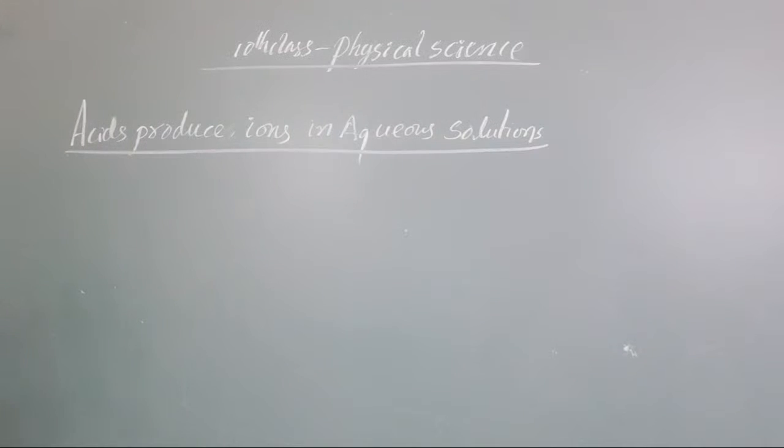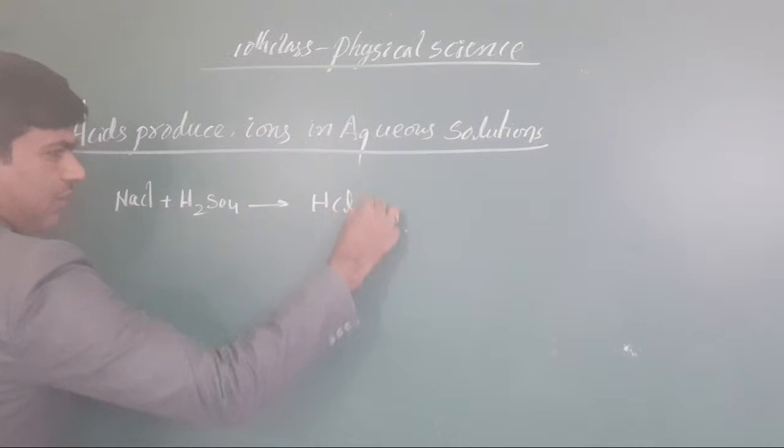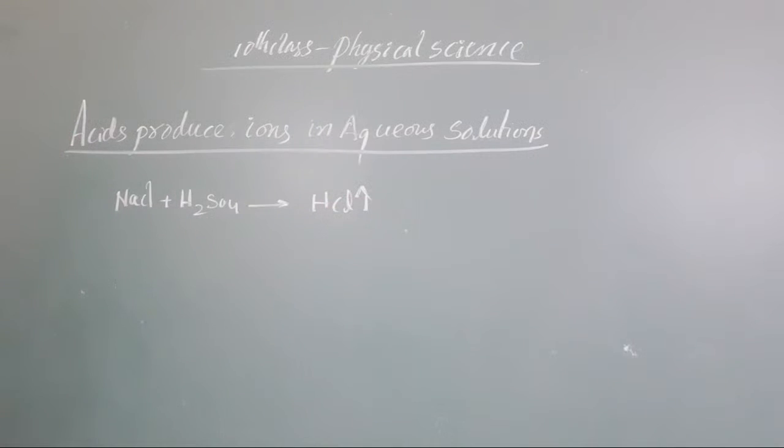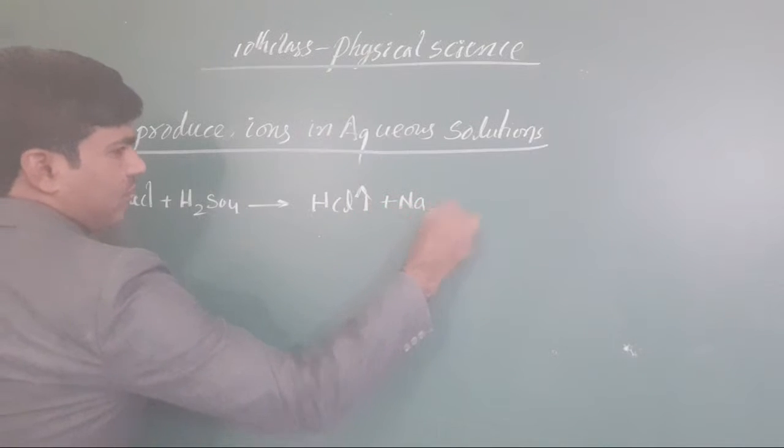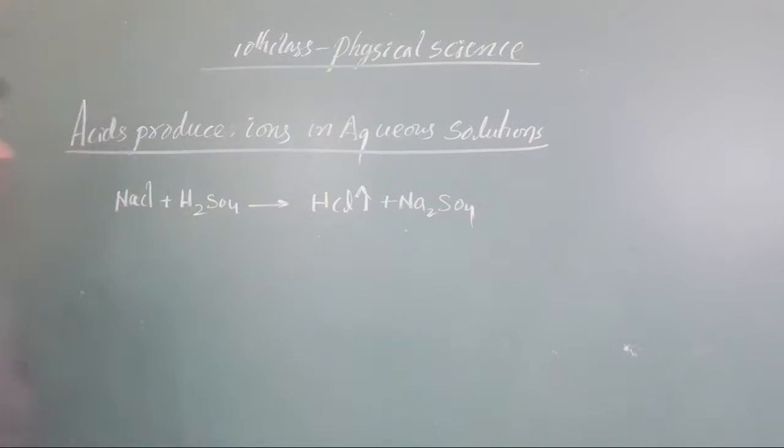What is the equation we discussed yesterday? You take a salt, and the salt combines with one acid, H2SO4 like this, and here HCl emerges in the form of gas, and as well as sodium sulfate. Okay, sodium sulfate is obtained. Is it clear, all the students? You already know this very well. It is a decomposition reaction.